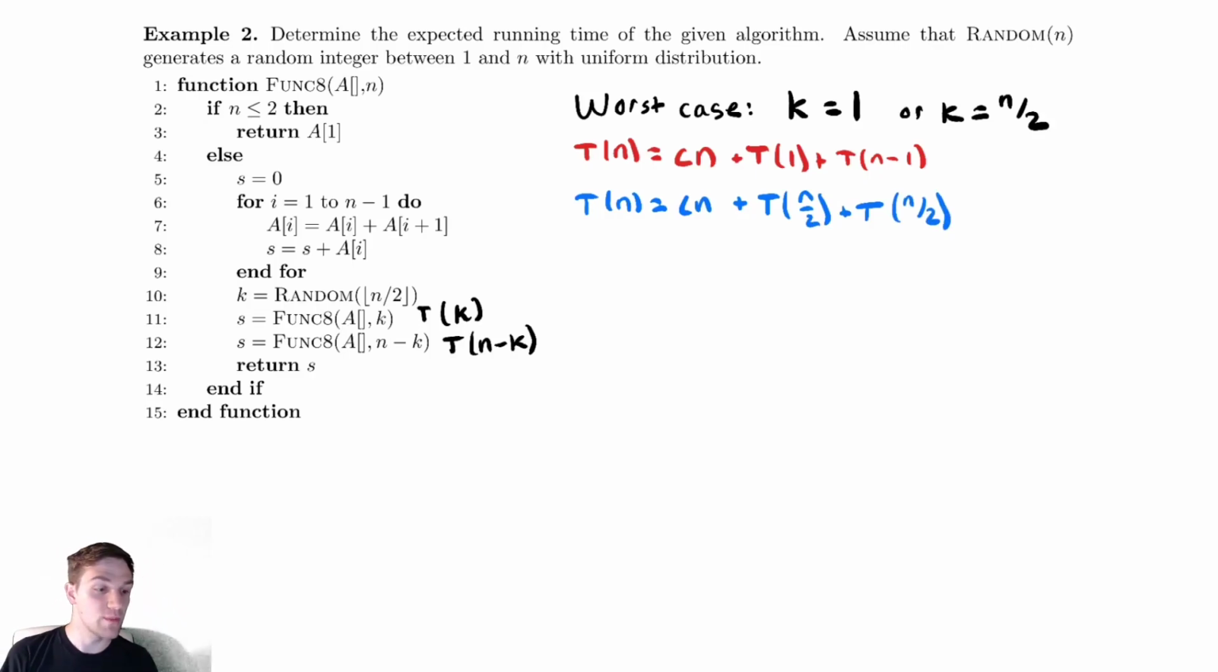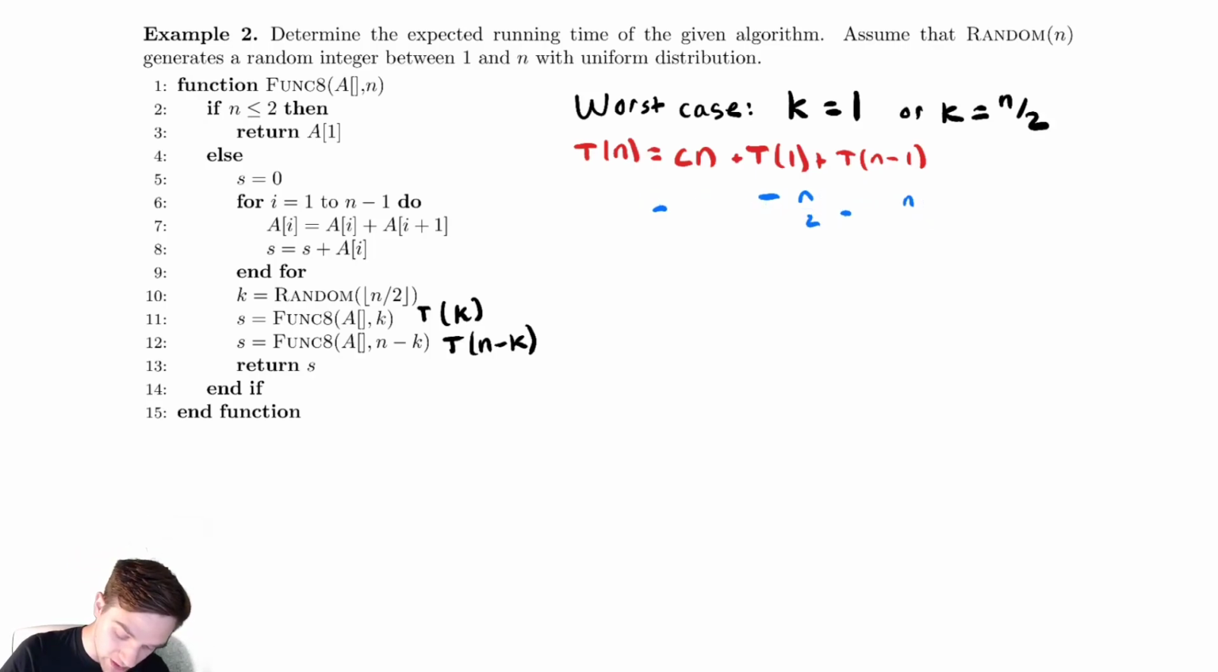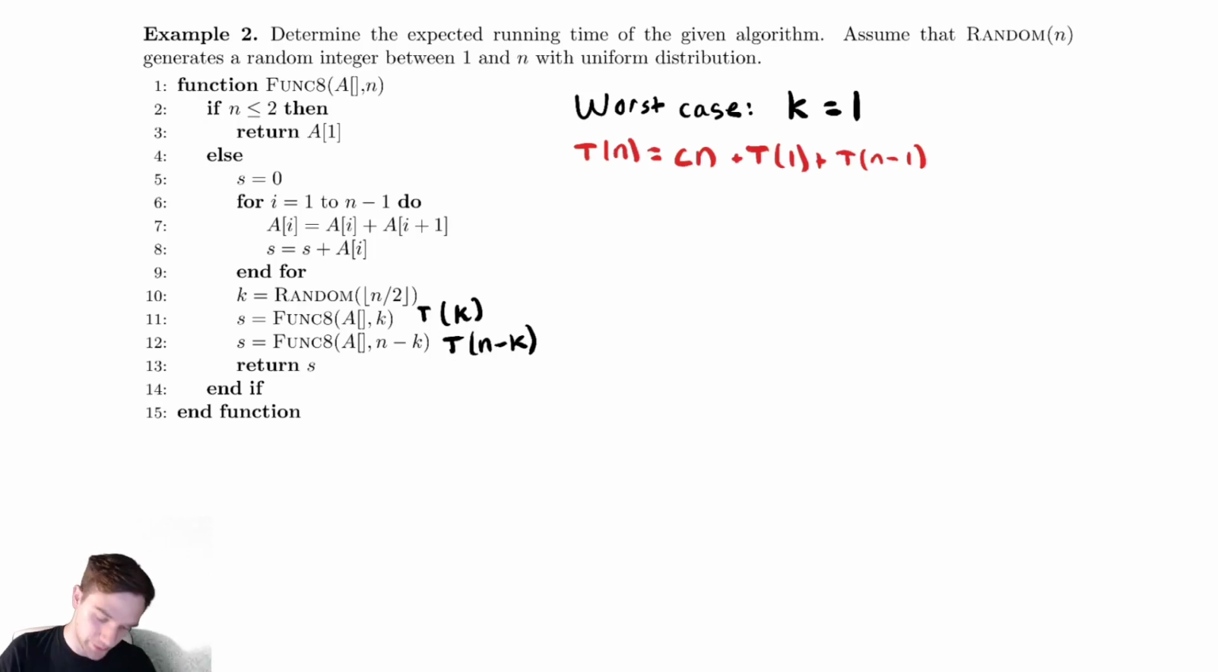And if you have a good memory, you might remember which one of these is the longer one. It is the chip and conquer style one, the T of n equals cn plus T of n minus 1. And that is because chip and conquer tends to take longer than divide and conquer. So for our worst case, we are going to be in the situation of k equals 1. But it might not be obvious, and you might need to just consider those different k values and try and find out what happens on your own.